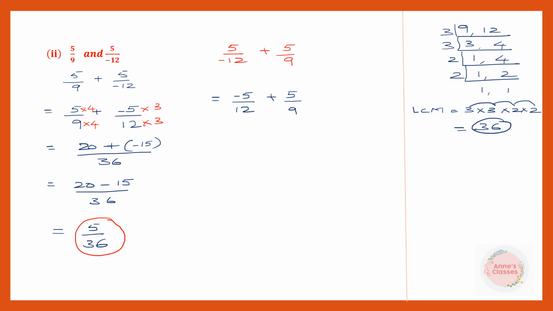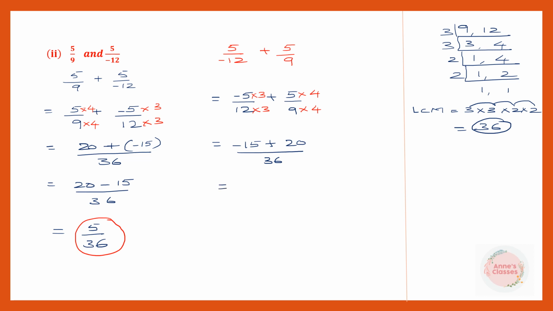Now we have to find the LCM of 12 and 9, which we have already found, and it is 36. Now look at the first denominator here, it's 12. So 12 threes are 36. So multiply minus 5 by 3. Minus 5 into 3 is minus 15 plus the next rational number, denominator is 9. 9 fours are 36. So 5 into 4. 5 fours are 20. So here what do we have? Minus 15 plus 20.